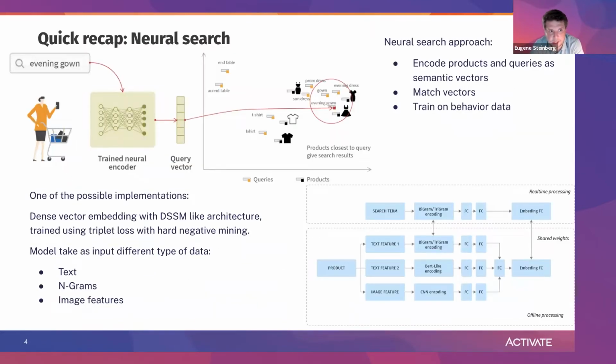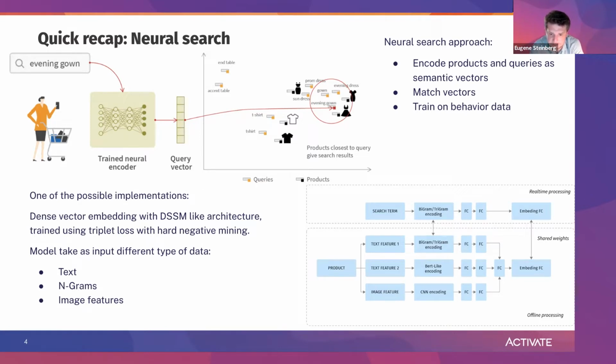And just as a quick recap of the main ideas of neural search, the idea is to encode products and queries as semantic vectors, which represent the similarities between the products and similarities between the queries, and then to be able to match vectors with each other, and this way to retrieve the relevant products for a given query. The whole system is trained on behavioral data to achieve this semantic encoding of a vector. So the majority of complexity lies in this query and product encoder piece.